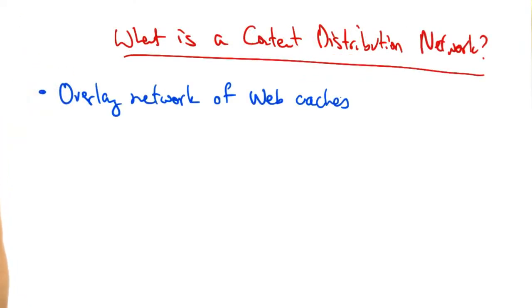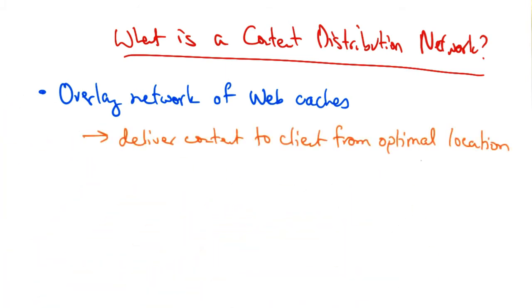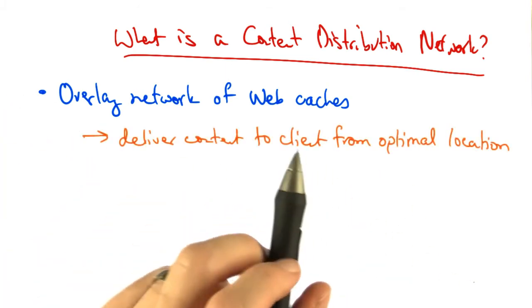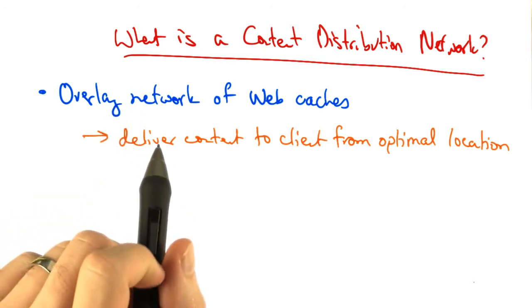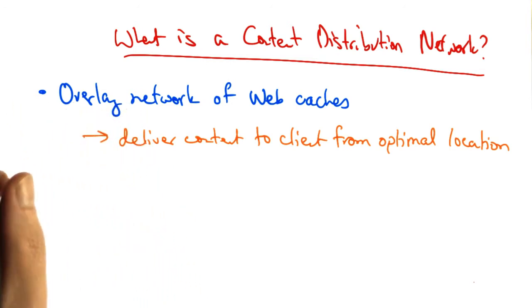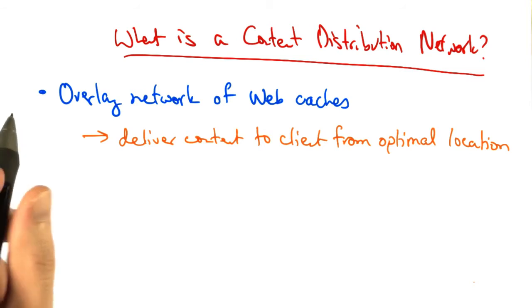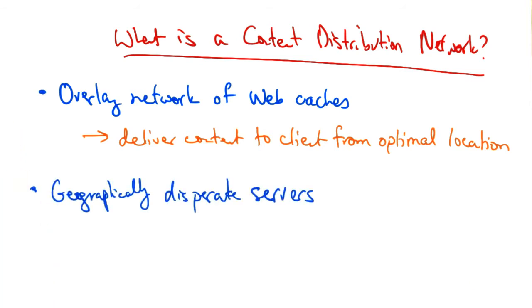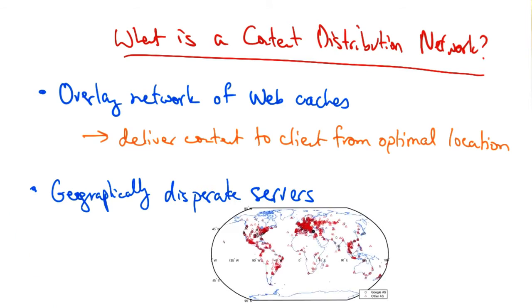It's an overlay network of web caches that's designed to deliver content to a client from the optimal location. Now, in many cases, optimal means geographically closest, but sometimes optimal is not the geographically closest cache, and we'll see some examples of when that's the case. CDNs are made of distinct, geographically disparate groups of servers, where each group can serve all the content on the CDN. These CDNs can often be quite extensive.